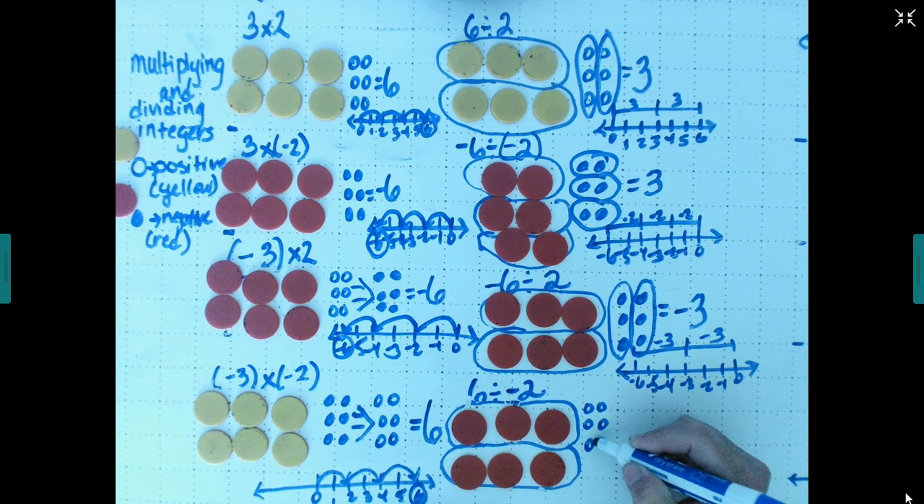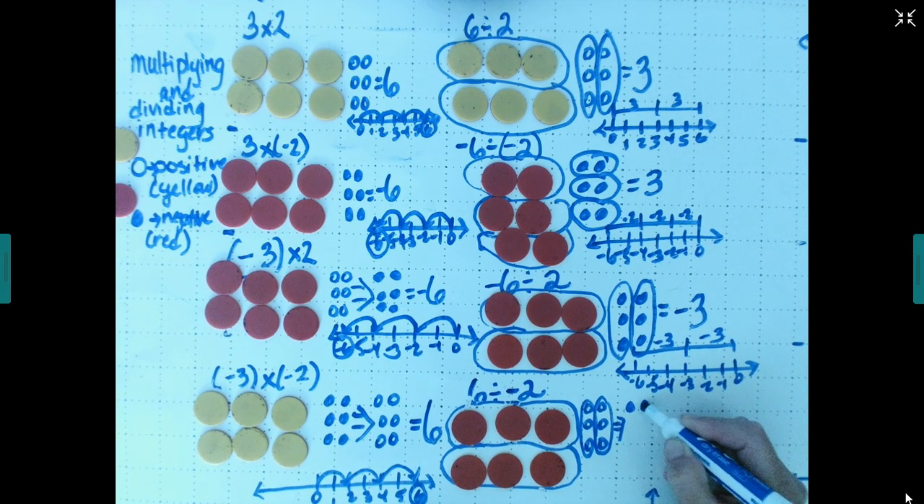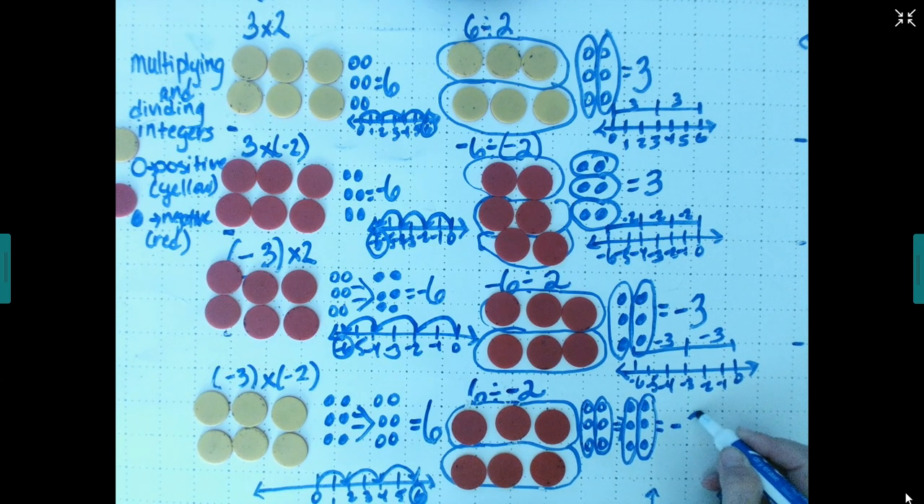Okay, so well, here's our 2 groups. There's 1 group, 2 groups, and we want the opposite of that. So the opposite of those, these become negatives. And what do we have in each group? Negative 3. Looking for patterns.